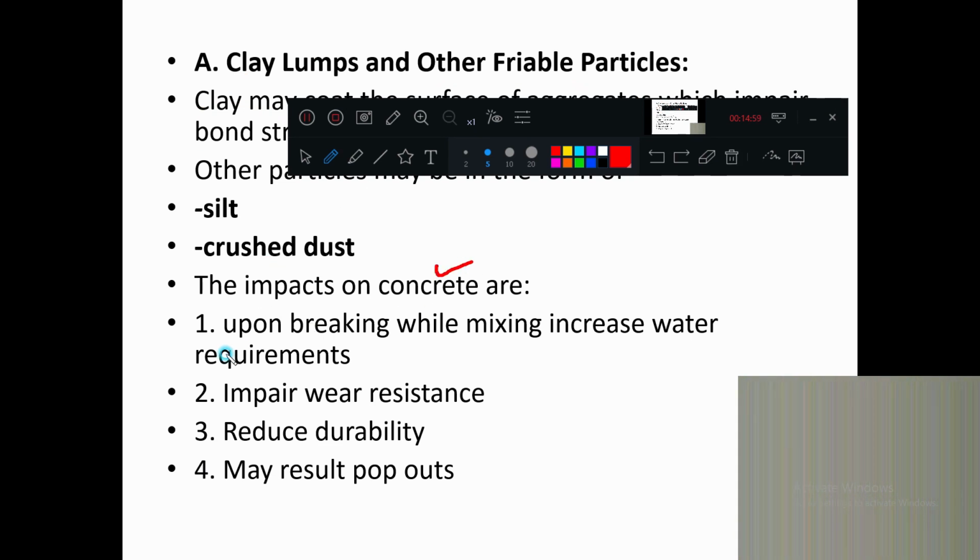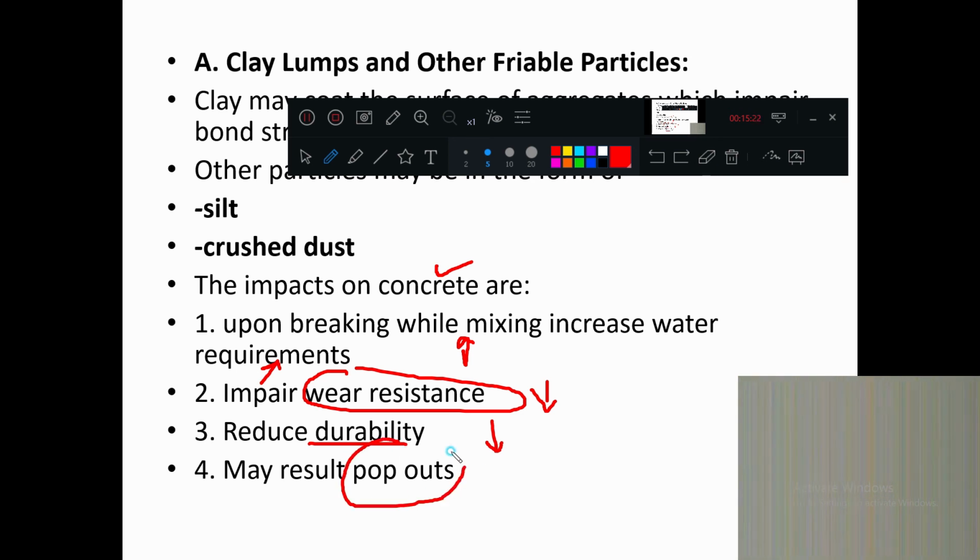What are its impacts if these things are there? Okay, so water requirement may be increased, you may be needing more water. Wear and tear resistance is reduced. Impair means it will alter, but you can understand that resistance is decreased. Durability is reduced. Durable means lifelongness. Pop outs means what? Later, after construction of some wall, something from inside will start coming out and fall. That is called a pop out.